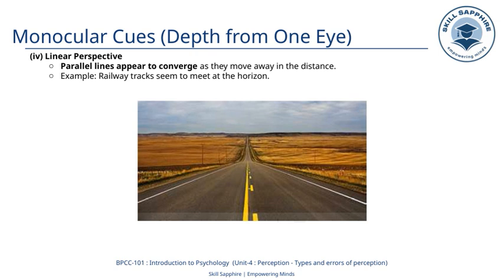An everyday example is how railway tracks seem to meet at the horizon, even though we know they are parallel in reality. This cue is crucial because it demonstrates how our perception of depth isn't just about what we see directly, but also about how our brain interprets these visual patterns to construct a three-dimensional understanding of the world around us.